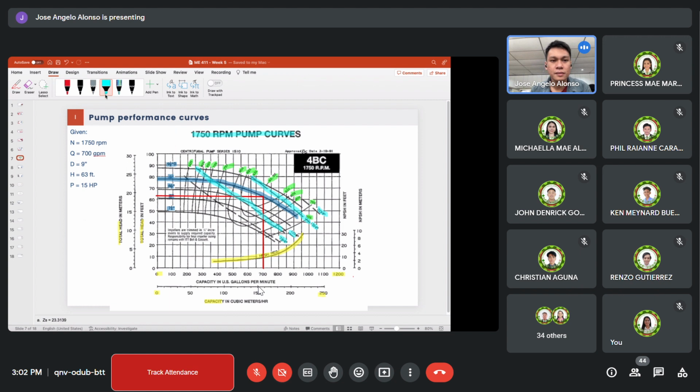Then pump efficiency is in between 83%. And dito tayo sa curve na to. So efficiency natin is 83%.